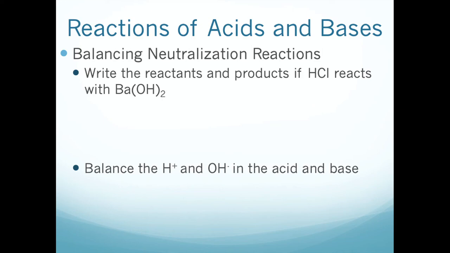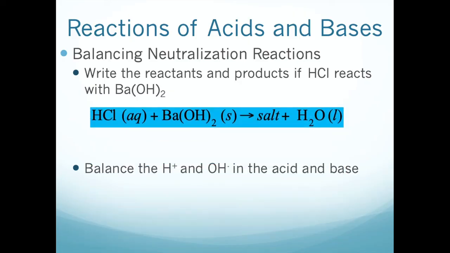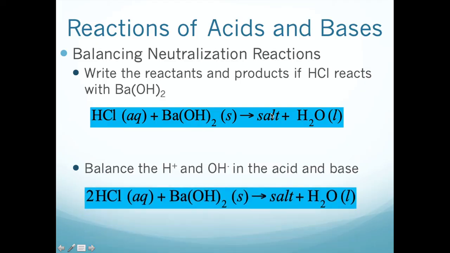So let's write these out just generically. We know HCl is our acid, Ba(OH)2 is our base, and we know we're going to get a salt and water. Now, again, this is not balanced yet. Don't worry, we're going to see how to balance this in a second. But I want you to start off with the skeleton of a reaction. We know that our acid plus our base will give us salt and water. Now, we don't know what our salt is yet, and we haven't balanced this, but we'll get there.